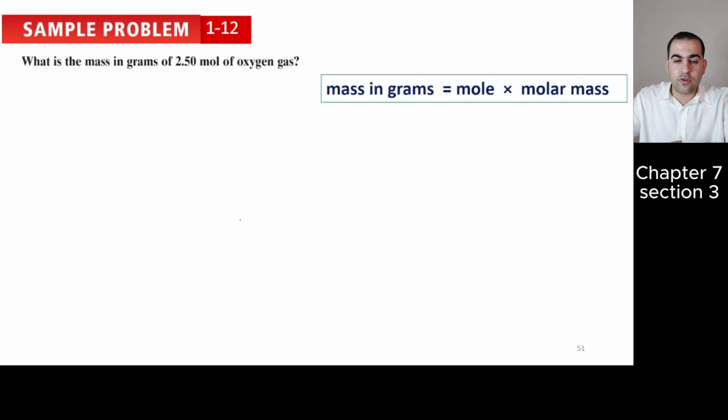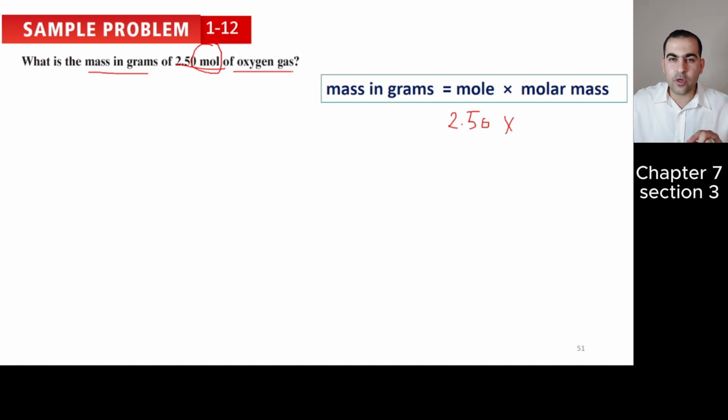What's the mass in grams of 2.50 mole of oxygen gas? Here, guys, it asks for mass in grams. What's given? Mole is given. You can't just recognize it by its symbol. So mass in grams equals mole times molar mass. What's the mole? Mole is given, 2.50. That's easy, isn't it? Times molar mass. What's the molar mass? Molar mass of oxygen gas.